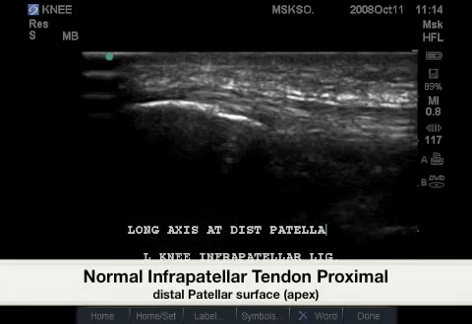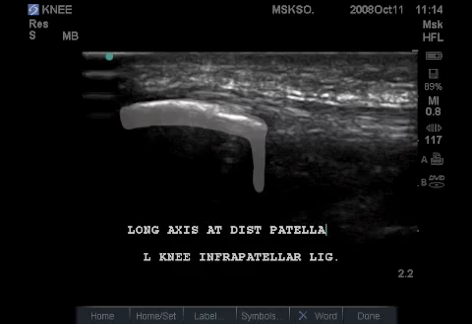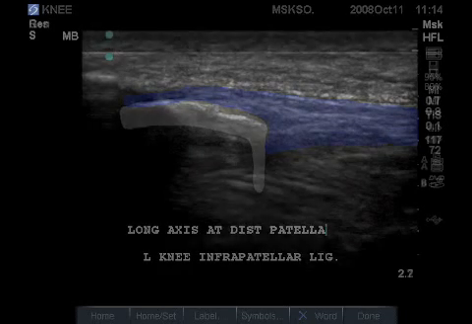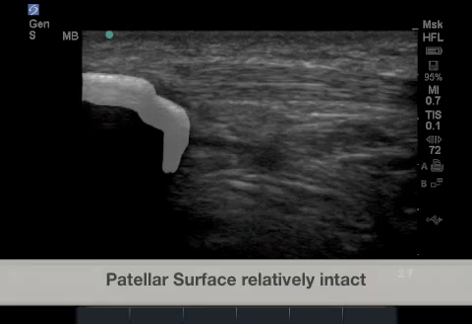The next image is the proximal infrapatellar tendon at the apex of the patella. Highlighted in white is the bony anatomy of the apex of the patella at its narrowest point. In the blue is the proximal infrapatellar tendon. In our next image, we see diffuse thickening of the inferior segment of the proximal infrapatellar tendon.